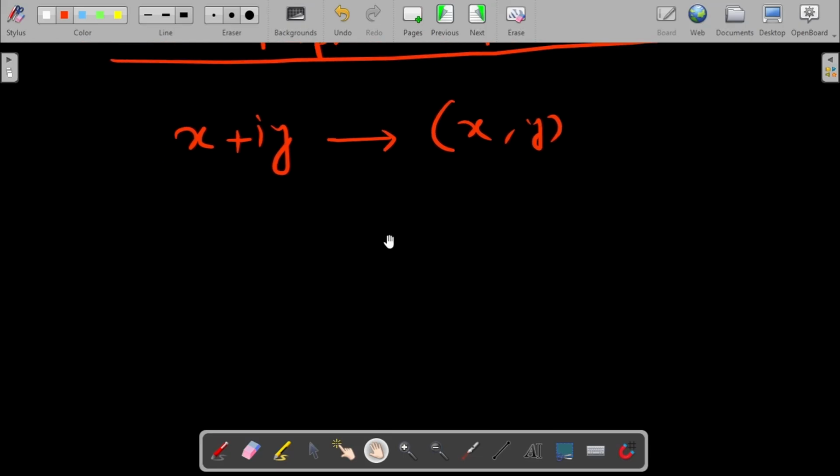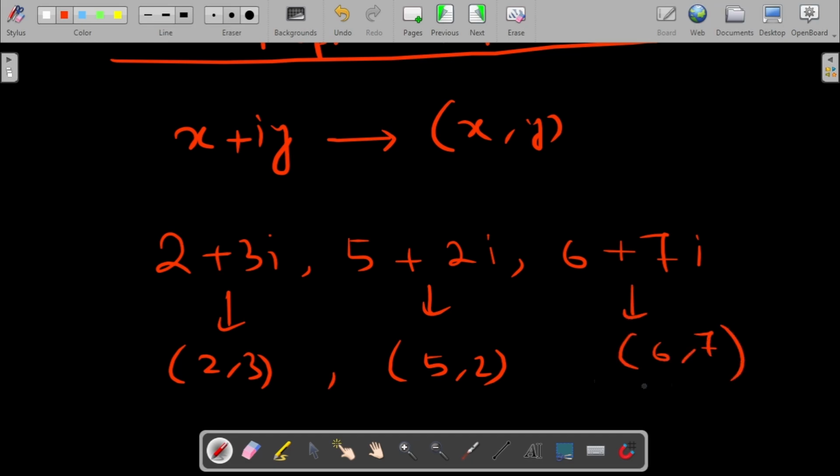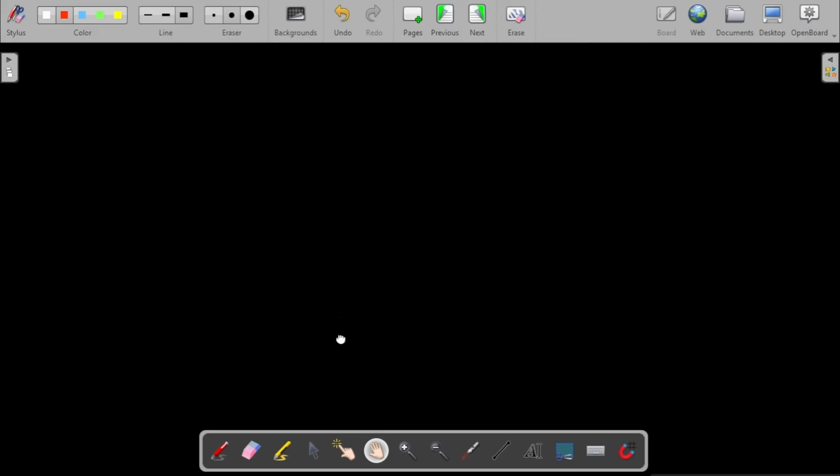So if I take some complex numbers, suppose 2 plus 3i, 5 plus 2i, and 6 plus 7i, and so on. This 2 plus 3i can be written as 2 comma 3, and 5 plus 2i can be written as 5 comma 2, and 6 plus 7i can be written as 6 comma 7.